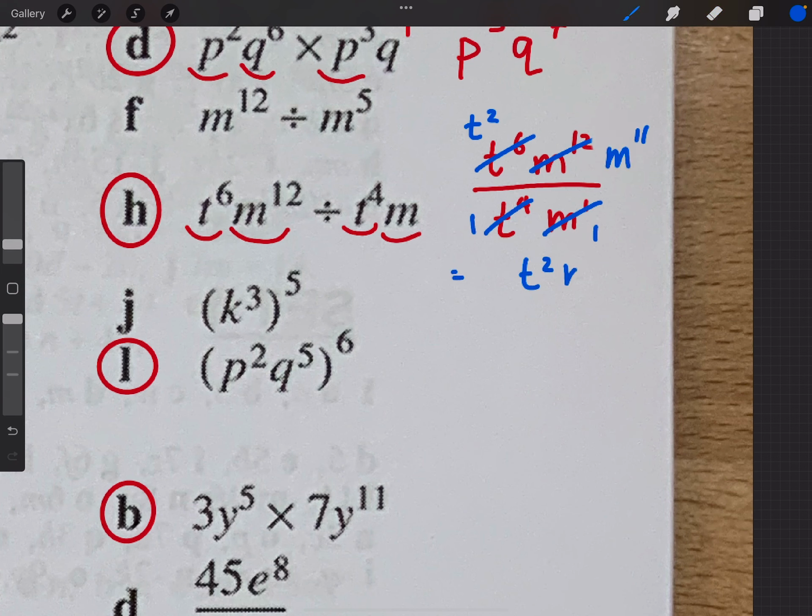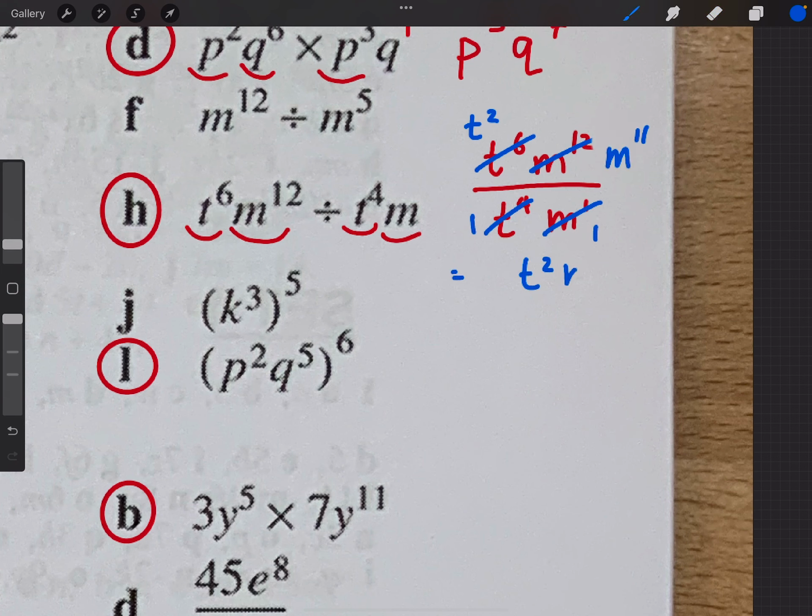Alright, let's look at question L. Now you're going to power everything to the 6. So you power that to the 6 and power that to the 6. So when you power p squared to the 6, you're going to get p to the 12. And when you power the q to the 5 to the 6, you're going to get q to the 30. And there's your answer.